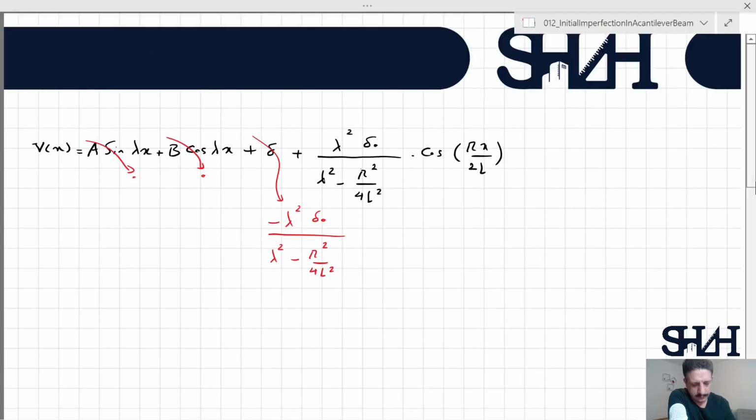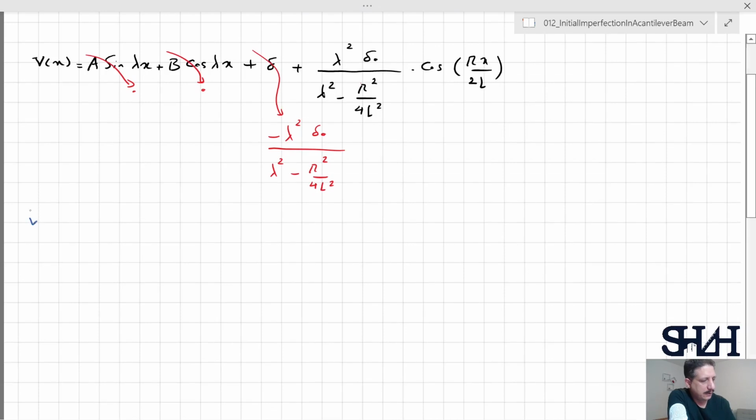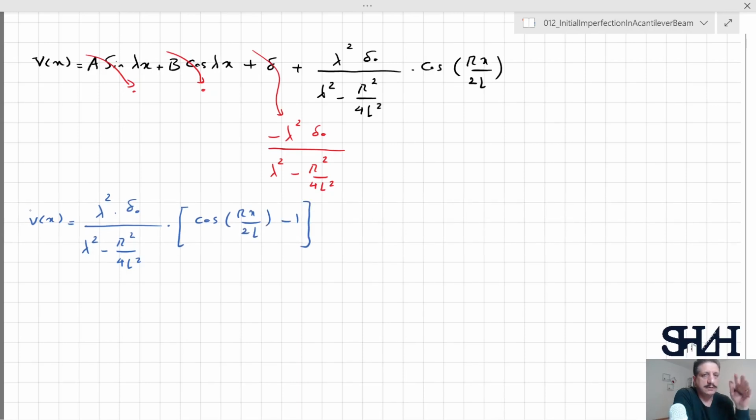And now V at x will be lambda square delta 0 divided by lambda square minus pi square divided by 4L square times cosine pi x over 2L minus 1. So this is the deformation with respect to the force that is applied. And the force can be seen in lambda square that we already have.